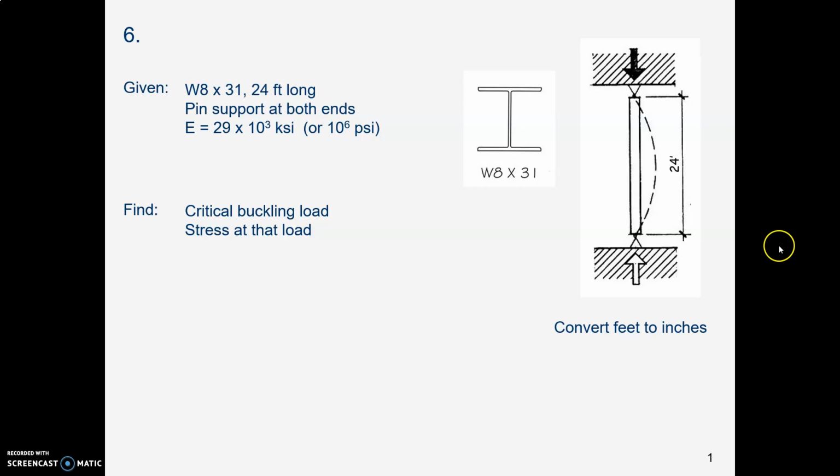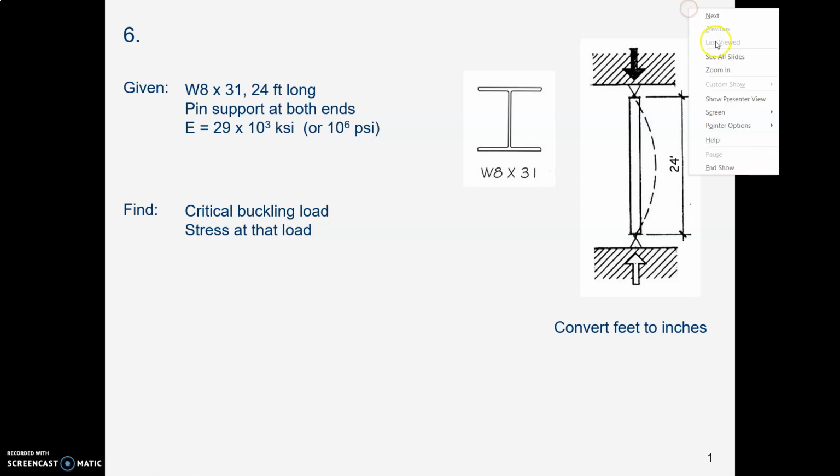But first, in this step, we want to convert this 24-foot length into inches. So what is 24 times 12? I believe it's 288.